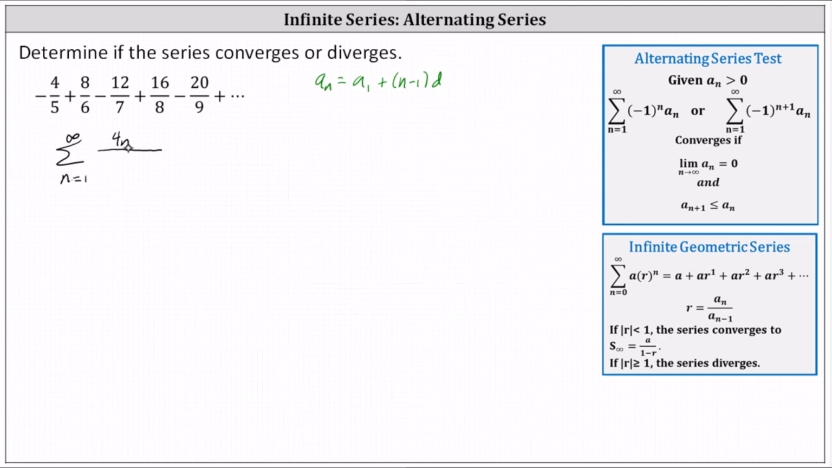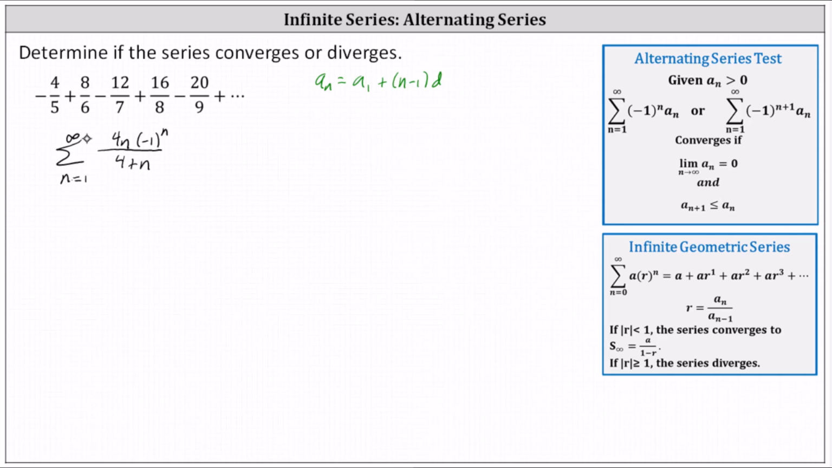And for the denominator, we can use the formula 4 plus n. Notice 4 plus 1 is 5, 4 plus 2 is 6, 4 plus 3 is 7, and so on. And now we need to deal with the alternating sign, which means we'll have a factor of negative 1 in the numerator, and let's try the exponent of n. Notice when n is 1, we do have negative 4/5. When n is 2, we do have positive 8/6, and so on. This is the correct formula to generate the terms of the series.